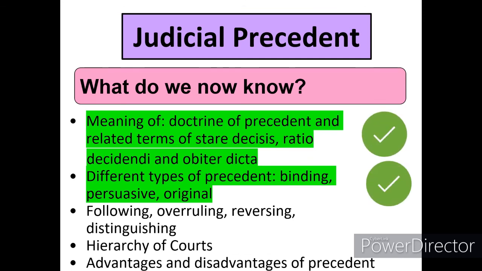Hopefully you now know the meaning of precedent, stare decisis, ratio decidendi, and obiter dicta. And hopefully you also can explain now the different types of precedents, binding, persuasive, and original. In our next judicial precedent video, we're going to look at some of the operation, focusing on the words following, overruling, reversing, and distinguishing. Make sure you tune in.